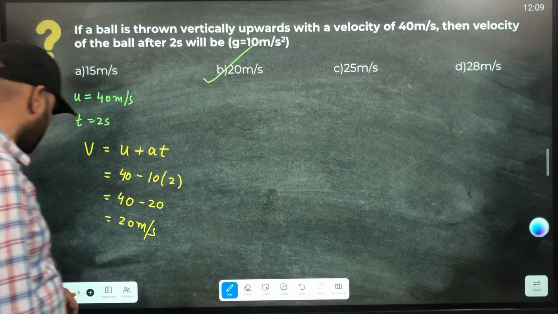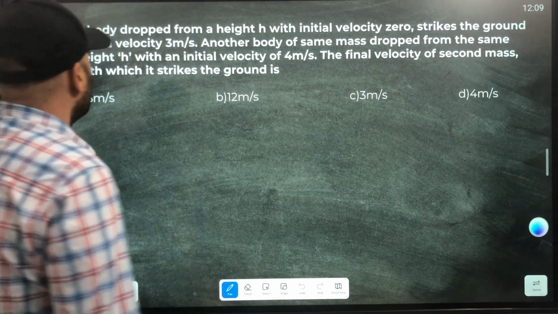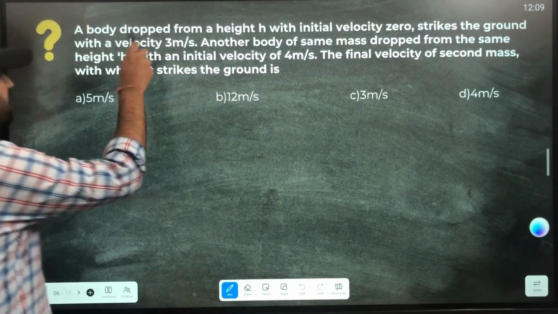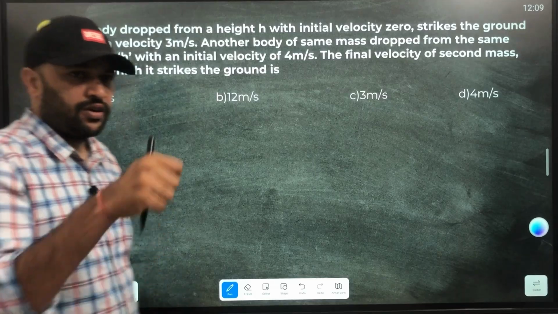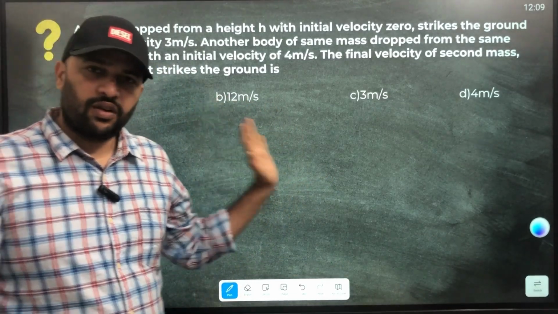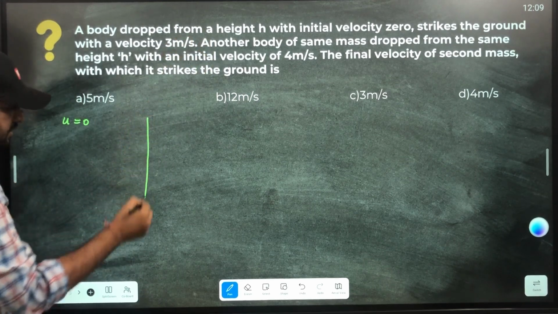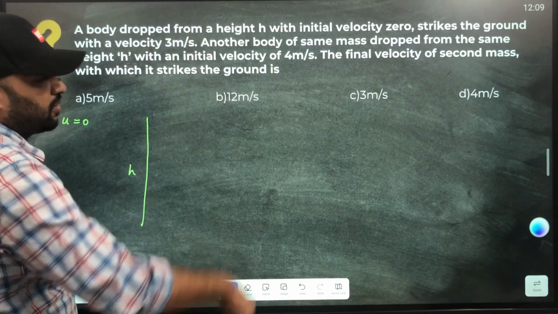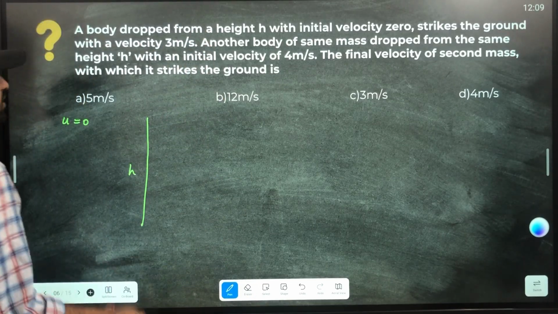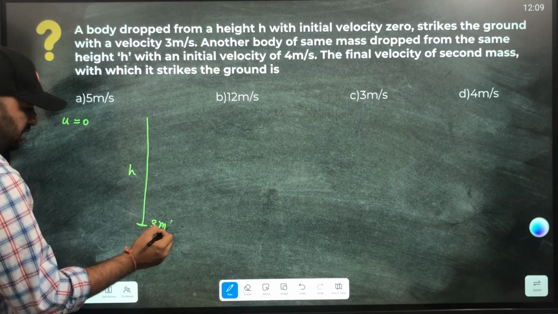Understood? Let's see the next question. Okay, question says, a body dropped from a height. If it is dropped, its initial velocity is 0. If something is dropped down or released, its initial velocity, it's obvious that it is 0, okay. So a body is dropped from height h. So let's assume that this is our height h, with initial velocity 0, because it's dropped already, it is given, strikes the ground with a velocity 3 meter per second. So at this point, when it reaches, its velocity is 3 meter per second.